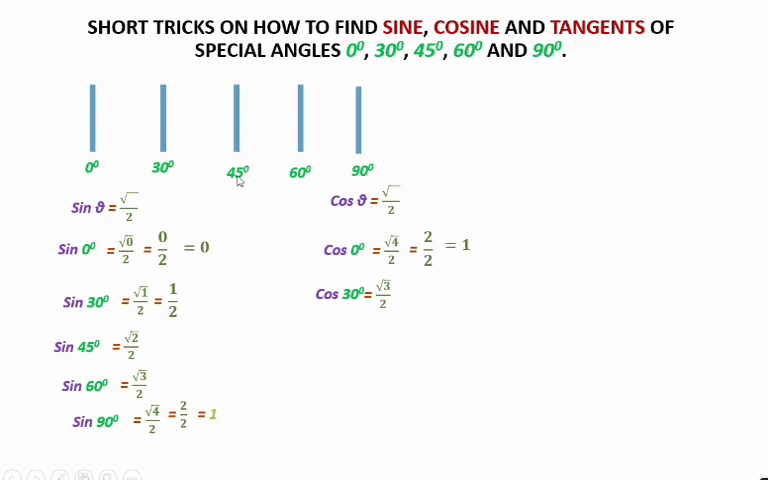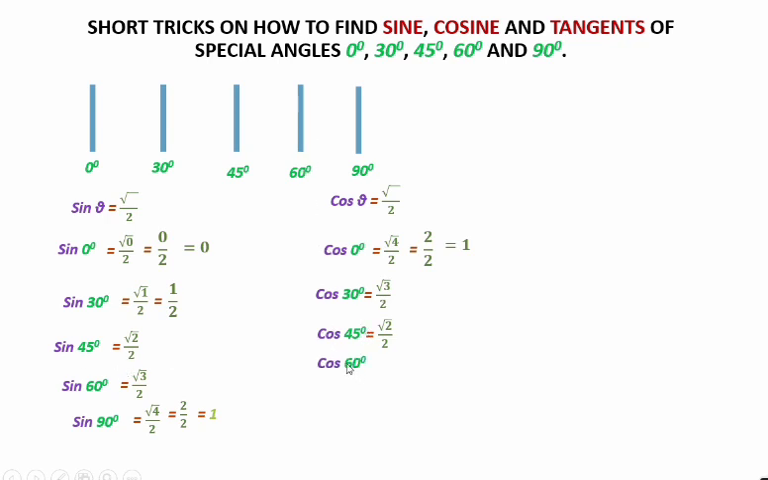Now let's go to 45 degrees. For 45 degrees, the number of bars from the right is 1, 2. So cos 45 degrees is going to be equal to root 2 divided by 2, which is the same as for sine 45 degrees.